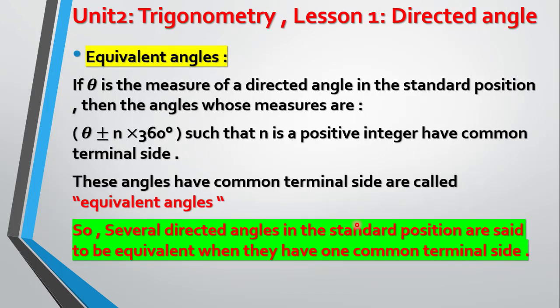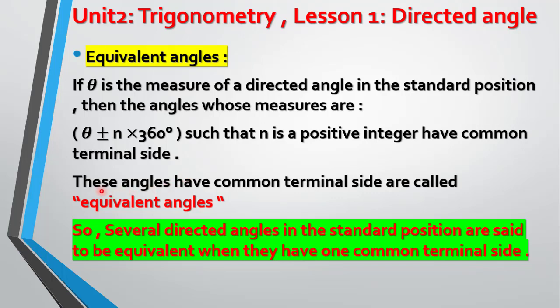What about the equivalent angles? If we have any angle theta, this angle is a directed angle in the standard position, then if I want to get an equivalent angle to this angle, I can make one turn, two turns, or three, or whatever. So if I add or subtract any positive integer number multiplied by 360, I'll get an equivalent angle to this angle.